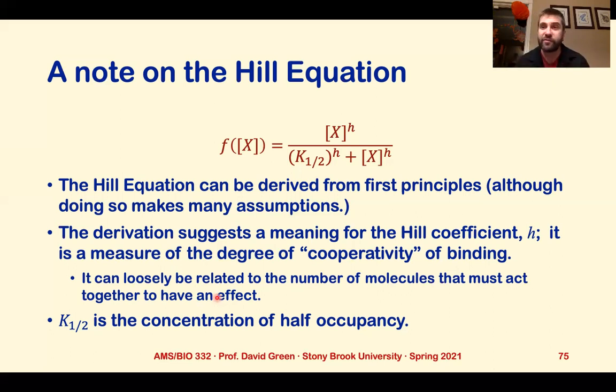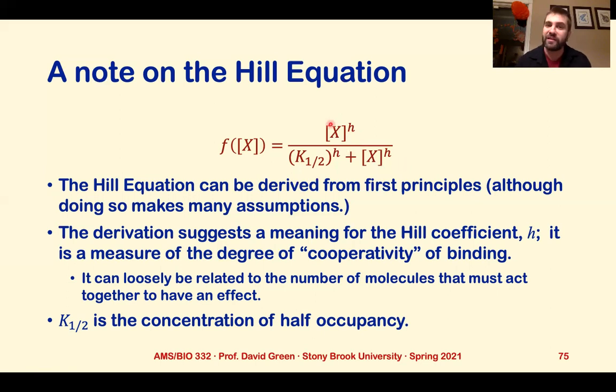There are some limits. If you only have 2 binding sites, you really can't expect to get a Hill coefficient anything more than 2. But if you have 10 binding sites, it certainly is possible to have a Hill coefficient much less than H.